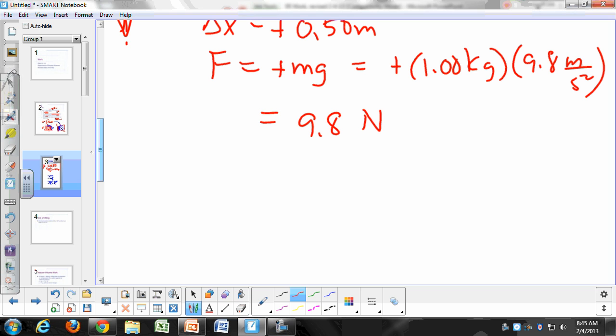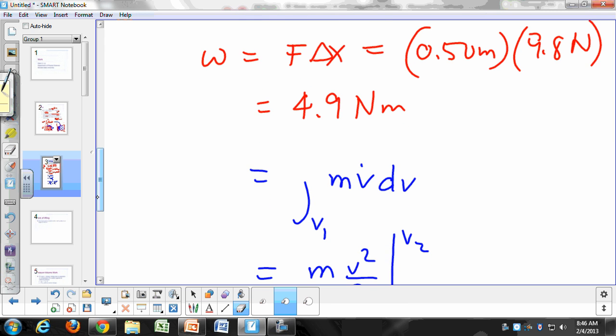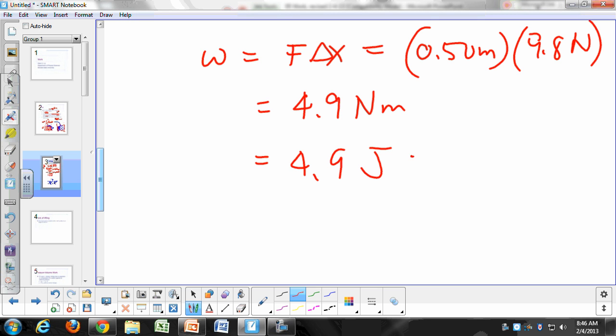Or that gravity did on the object? Force times delta x, 0.50 meters times 9.8 newtons. That's going to be half of 9.8, so that's 4.9 newton meters, which is 4.9 joules. That's the work. So that's the change in kinetic energy, right? So assuming it starts from rest, this is going to be your final kinetic energy.